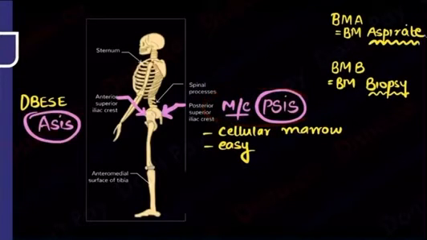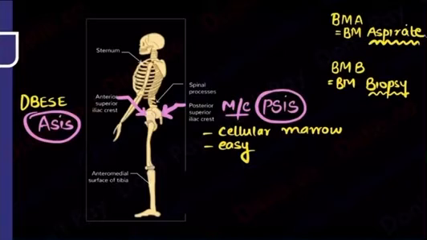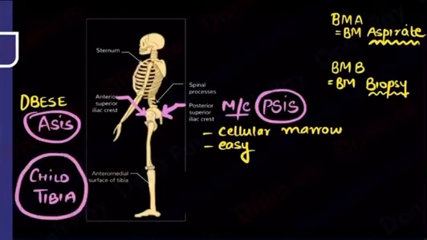It's easier, but where is it not so easy? It's not so easy in case of obese individuals, and for them I'm going to take up ASIS. What about children? In children, I usually tend to do it from the anteromedial surface of the tibia. From the anteromedial surface of the tibia is where I prefer to do the bone marrow studies in a child.